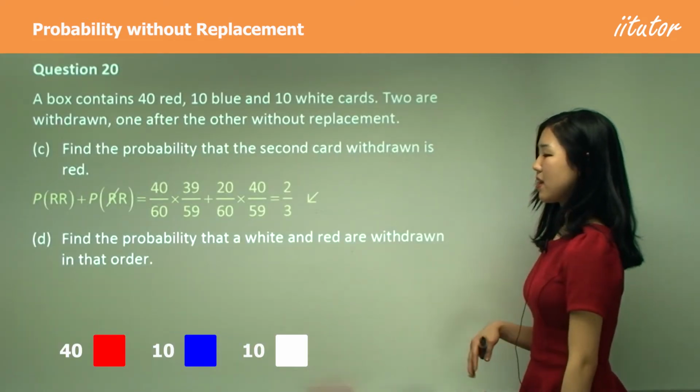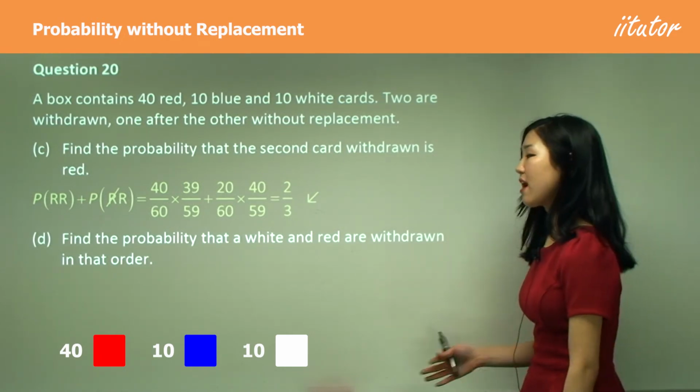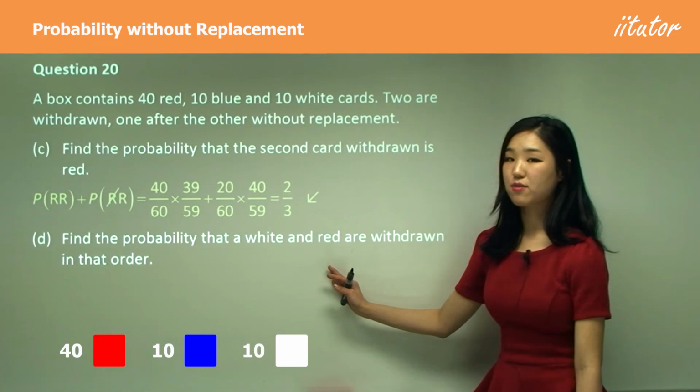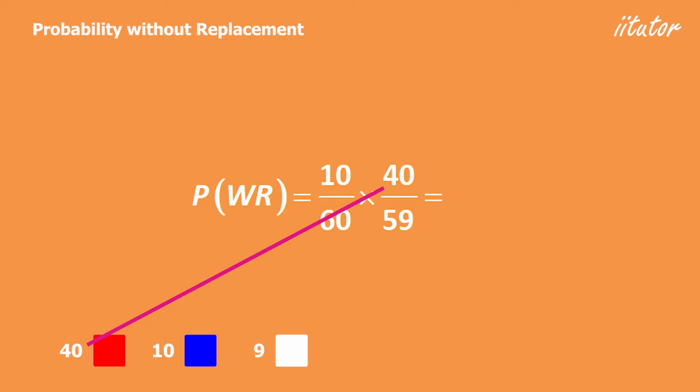D. Find the probability that a white and a red are withdrawn in that order. So we must have white first and red next because that's the order we want. The white, then the red. White there's 10, so 10 out of 60 for the white pick. Now there's 40 red, so 40 out of 59 because it's 1 less. We've already picked one, so there's 59 left. And calculate it to get 20 over 177.